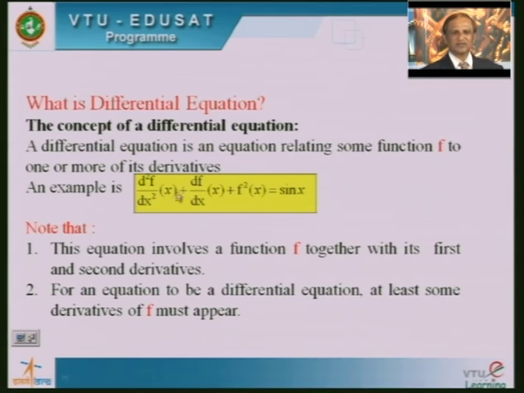So, when we want to call something a differential equation, we must identify whether that equation contains derivatives or differential coefficients. If it contains derivatives or differential coefficients, then we can say that it is a differential equation. That is why here I have written: note that this equation involves a function f together with its first and second derivative. It contains f and its first derivative as well as a second derivative. For an equation to be a differential equation, at least some derivatives of f must appear. Just now I have mentioned.